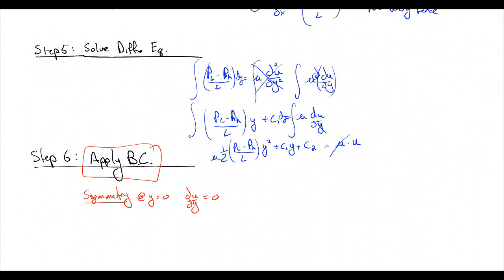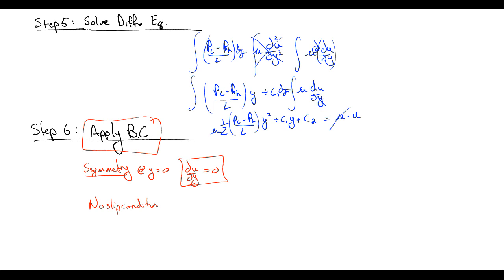So symmetry says this, and the no slip condition says that u at y equal to h over 2 is equal to 0. And now let's apply these two boundary conditions. Let's do symmetry first. If we take the derivative, we get (PL minus PH) over L times mu times y plus C1 is equal to 0. That's what this boundary condition tells us. And if we plug in y equal to 0, we find out that C1 is equal to 0.